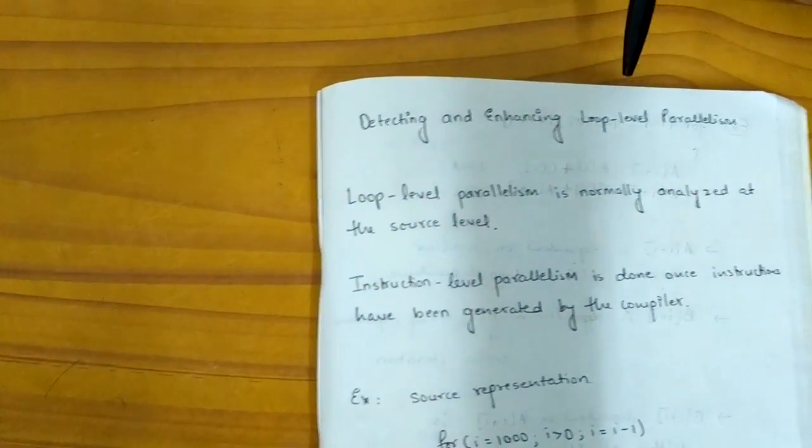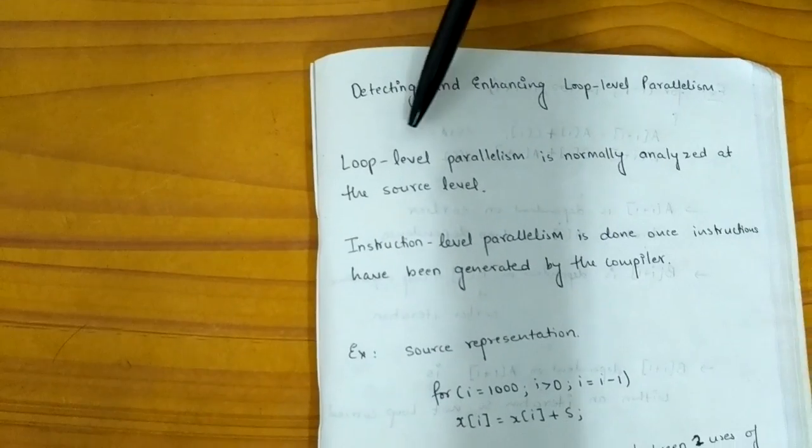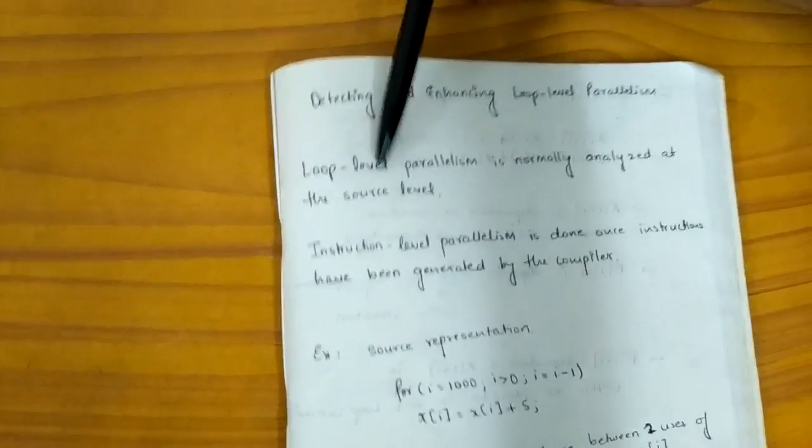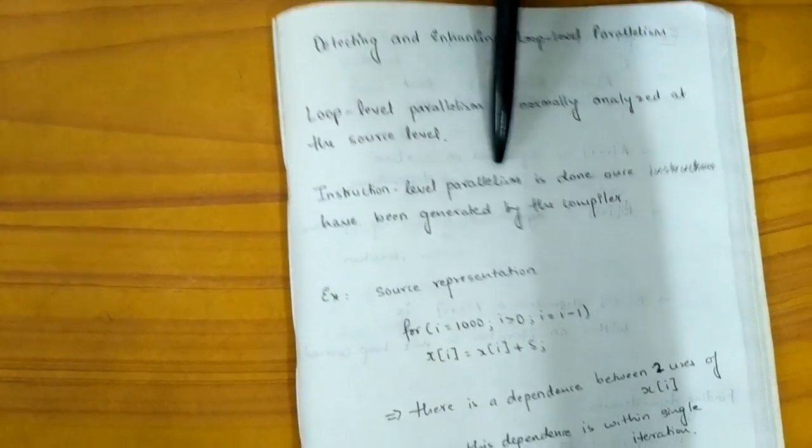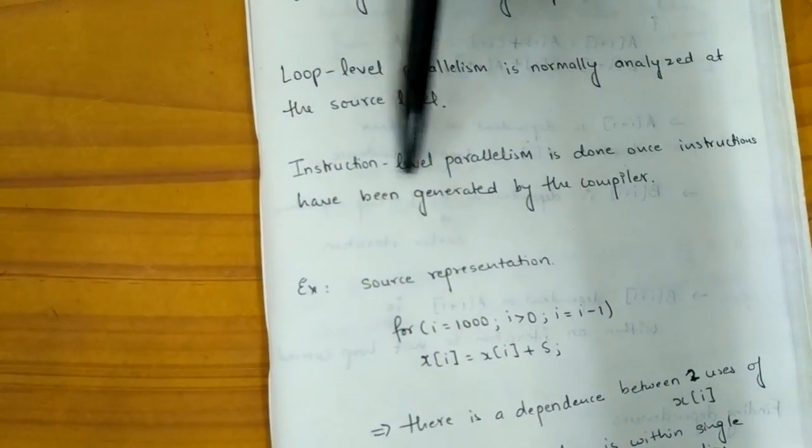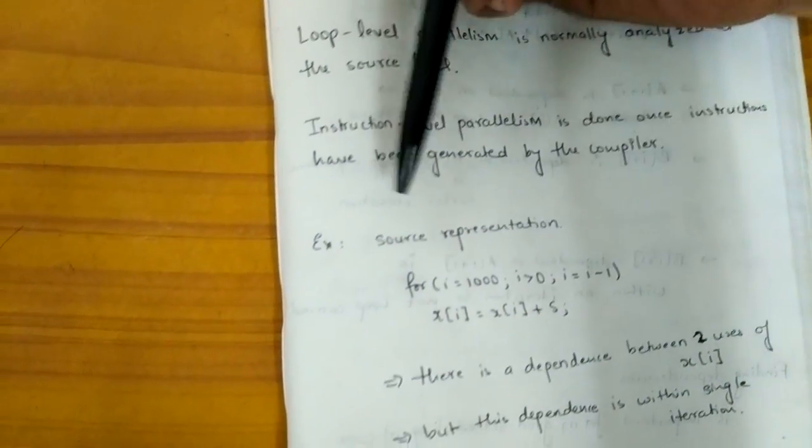Detecting and enhancing loop level parallelism. Loop level parallelism is normally analyzed at the source level. Instruction level parallelism is done once instructions have been generated by the compiler.